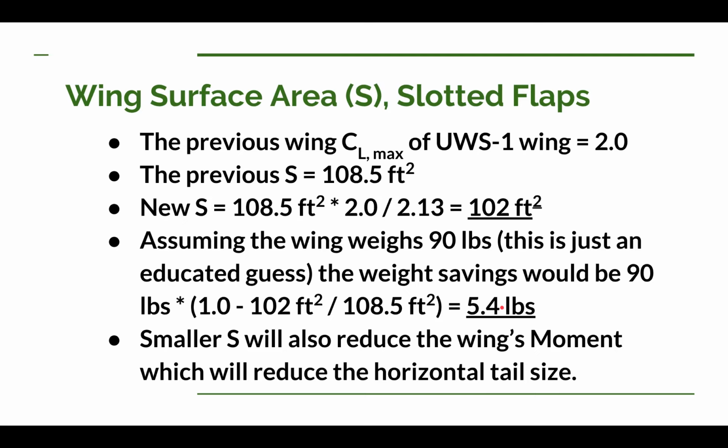Now, another advantage we get by reducing the size of the wing is that the moment created by the wing will be smaller, because if you remember from an aero terminology video that we made over coefficient of moment, the moment is directly related to the size of the wing. So the smaller the size, the smaller the moment. Having a smaller moment then means that we can make our horizontal tail size smaller, and that will save some weight too.